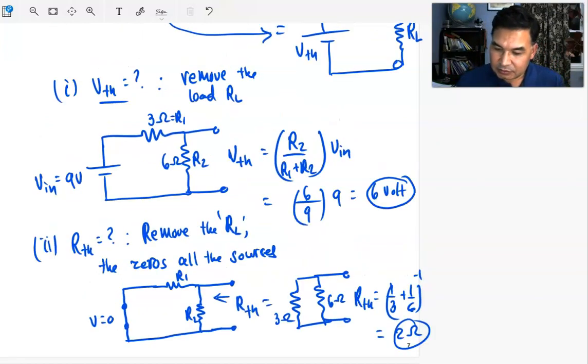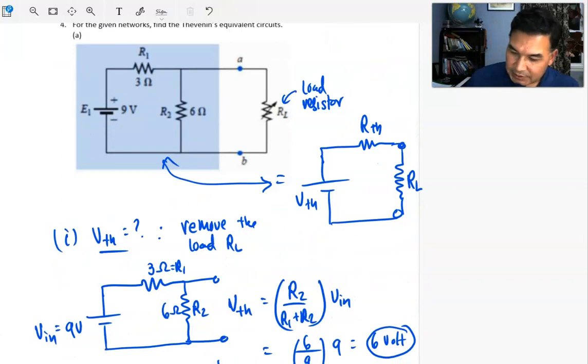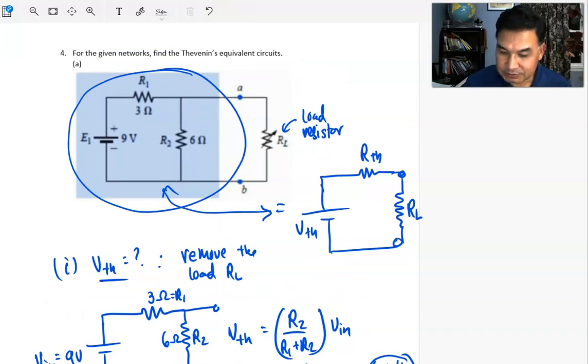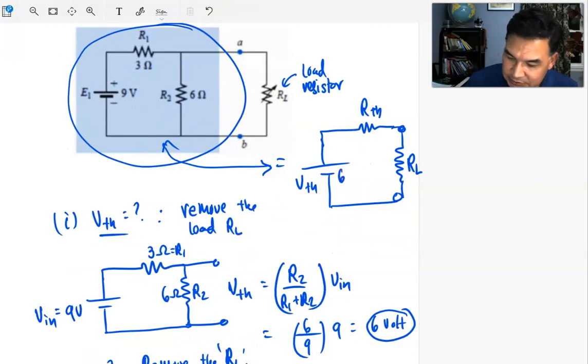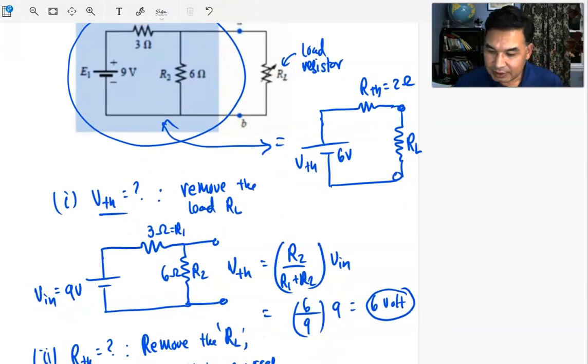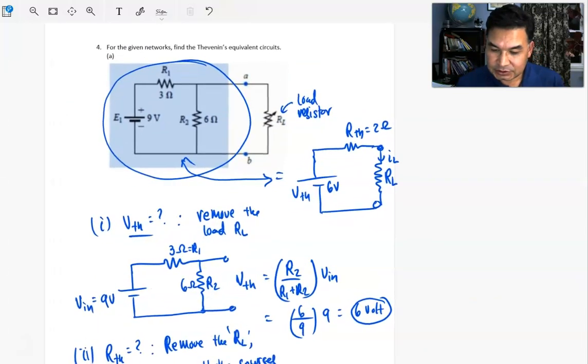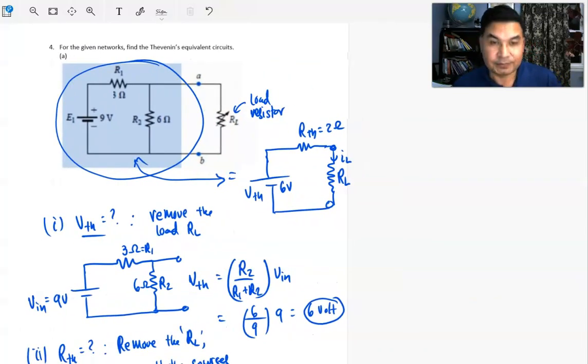So we found the Thevenin voltage and the Thevenin equivalent resistance. Now you can convert this whole circuit, a black box circuit, to just 6 volts and 2 ohms. In this example it is relatively simple, but it could be a very complex network. Once you have found the Thevenin equivalent circuit, you can easily find the load current, the current through the load. This is the main advantage of using Thevenin's theorem. It's a very powerful technique.